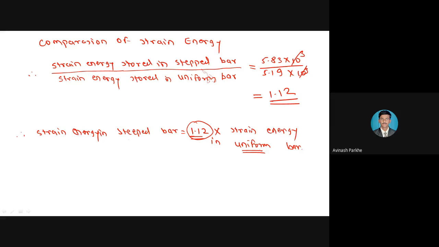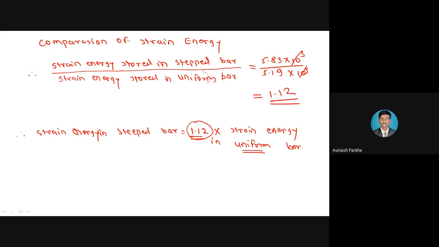Therefore, if we prepare your section in the form of a non-uniform section, in the form of a stepped bar, the maximum amount of energy is stored in that particular section. So this is the meaning of this statement. Even if the load is the same, the length is the same, and the material is the same, but only the cross-sectional areas are different, how does this cross-sectional area or section affect the strain energy stored in this section?